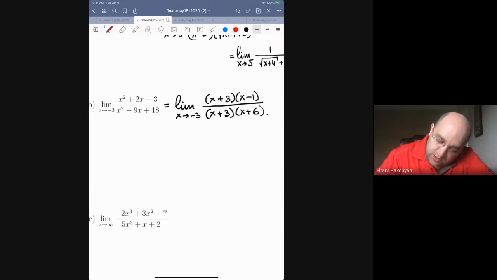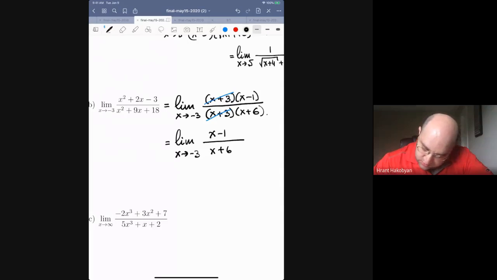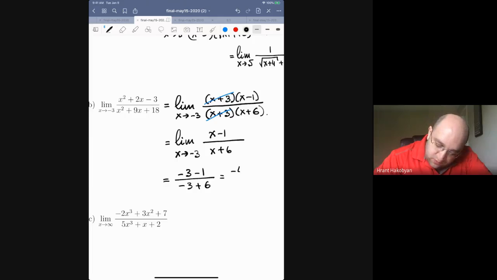So, well, I can then cancel x plus 3 in both of these things. So I get that this is equal to the limit x going to -3 of x minus 1 over x plus 6. So the whole thing becomes, now if I plug -3, both the numerator and denominator are fine. In fact, none of them are 0. So I get that the answer is -3 minus 1 divided by -3 plus 6. So it's -4 divided by 3. So it's just -4/3.